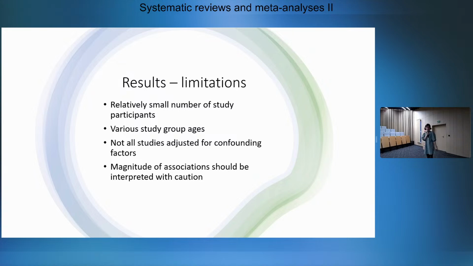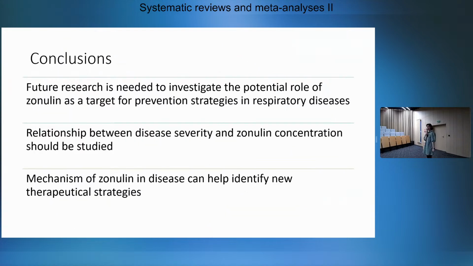And the magnitude of associations, therefore, should be interpreted with caution. And this is our conclusion. So future research is definitely needed, because still, this is a pretty new area. And the relationship between disease severity and this concentration of zonulin should be studied more, because potentially it could have some possible nice consequences in terms of treatment determination and the prognosis of treatment.